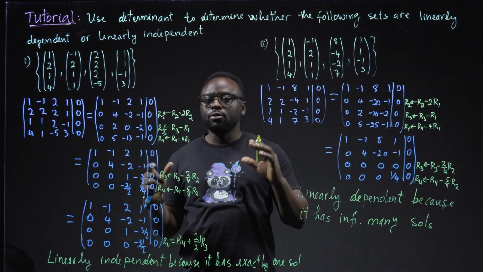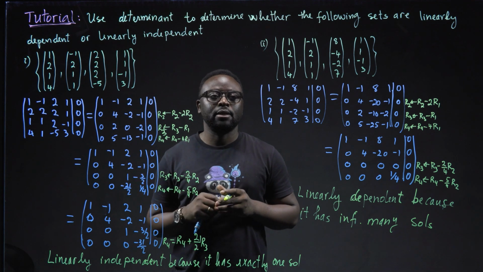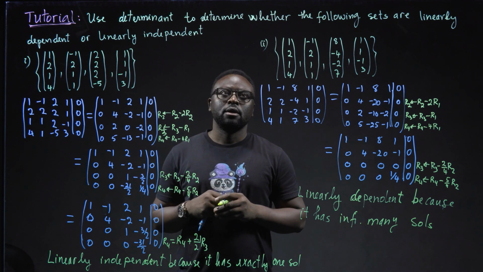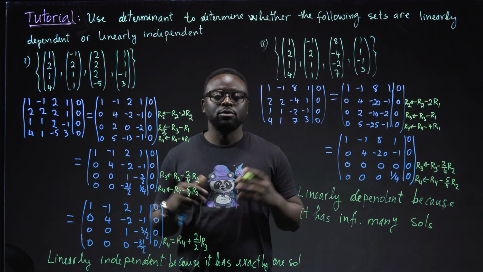So you can see that using the determinant, it is easy to show that a set is linearly dependent or not. This was a very simple one. So thank you. I look forward to seeing you in the next video.